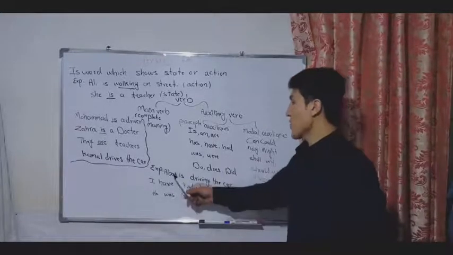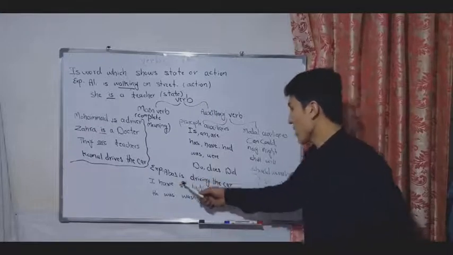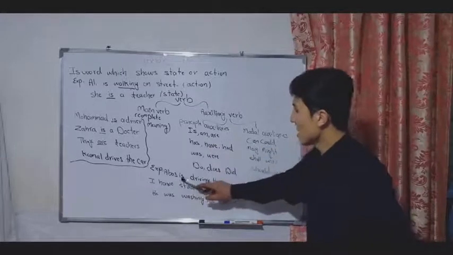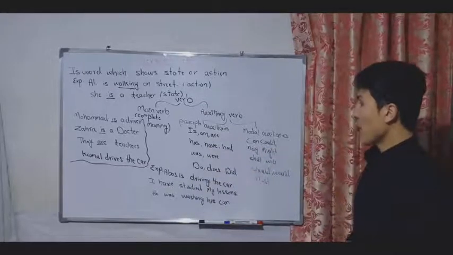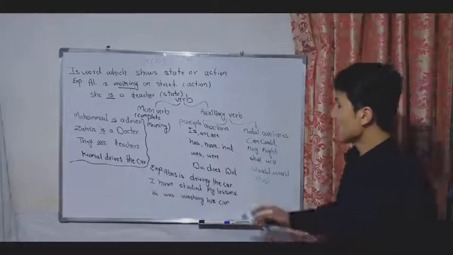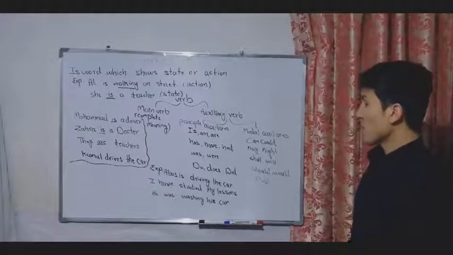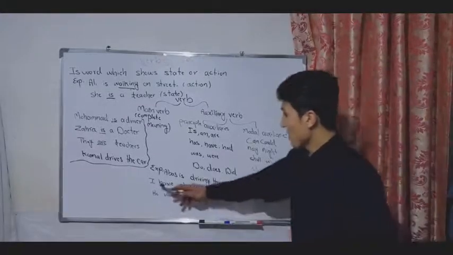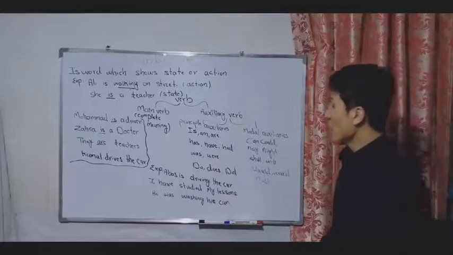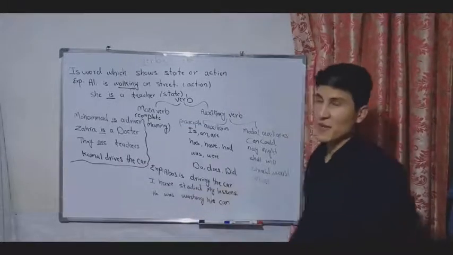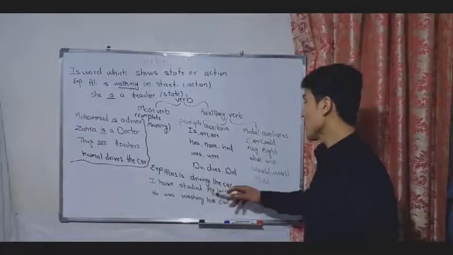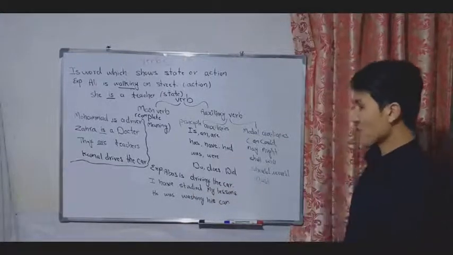Look at these examples. Abbas is driving the car. In this sentence, the word is does not have any meaning, and it shows that this sentence is in present continuous tense. Another example: I have studied my lessons. The word have does not have any meaning, but it shows that this sentence is in present perfect tense.